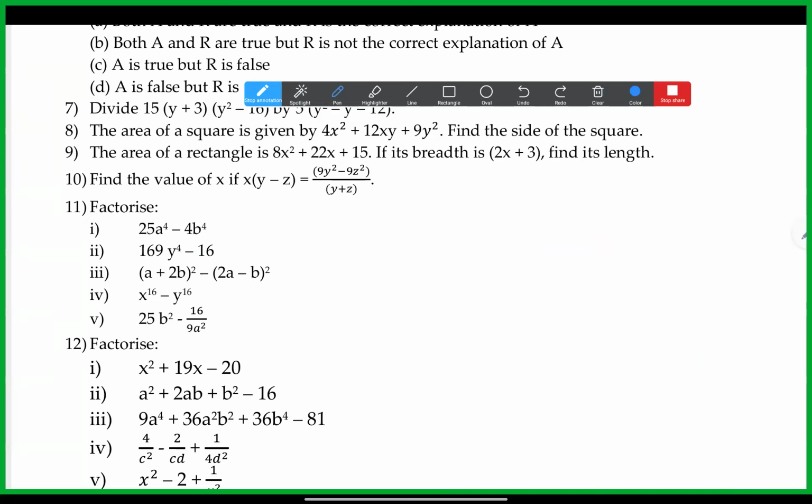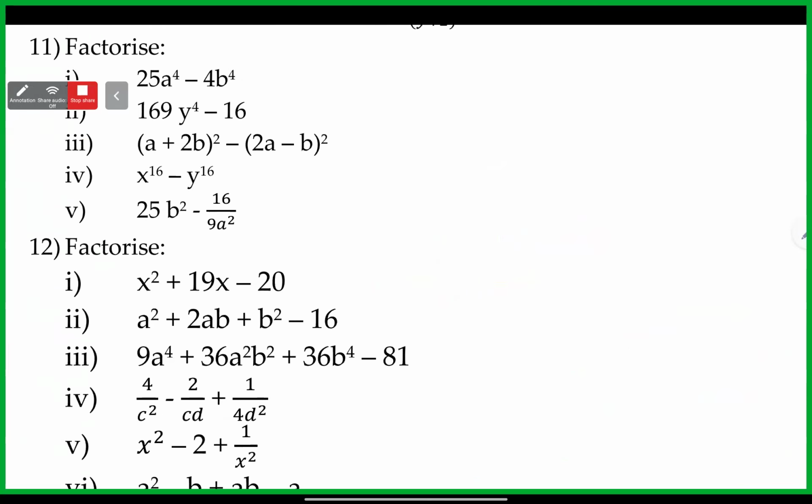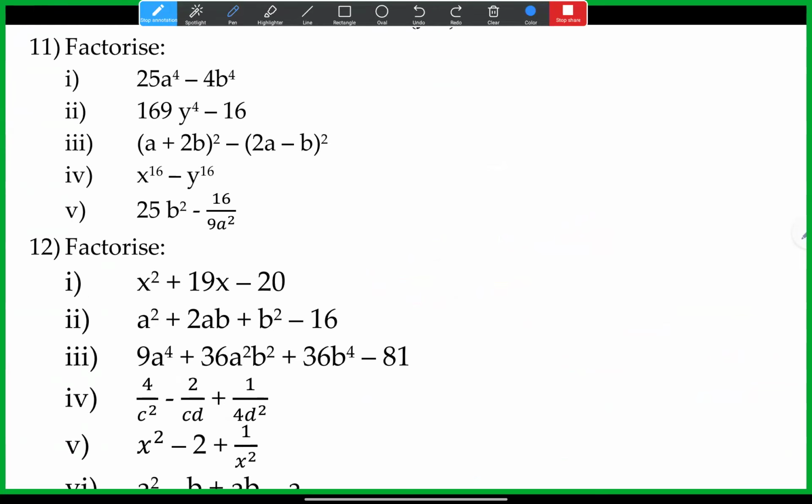The next one, x power 16 minus y power 16. So what should I do? First I have to write it like power 2 should come. X power 16 is x power 8 whole power 2, y power 16 is y power 8 whole power 2. This, Maisha. Now it looks like a square minus b square, where a is x power 8, b is y power 8. Yes, sir.